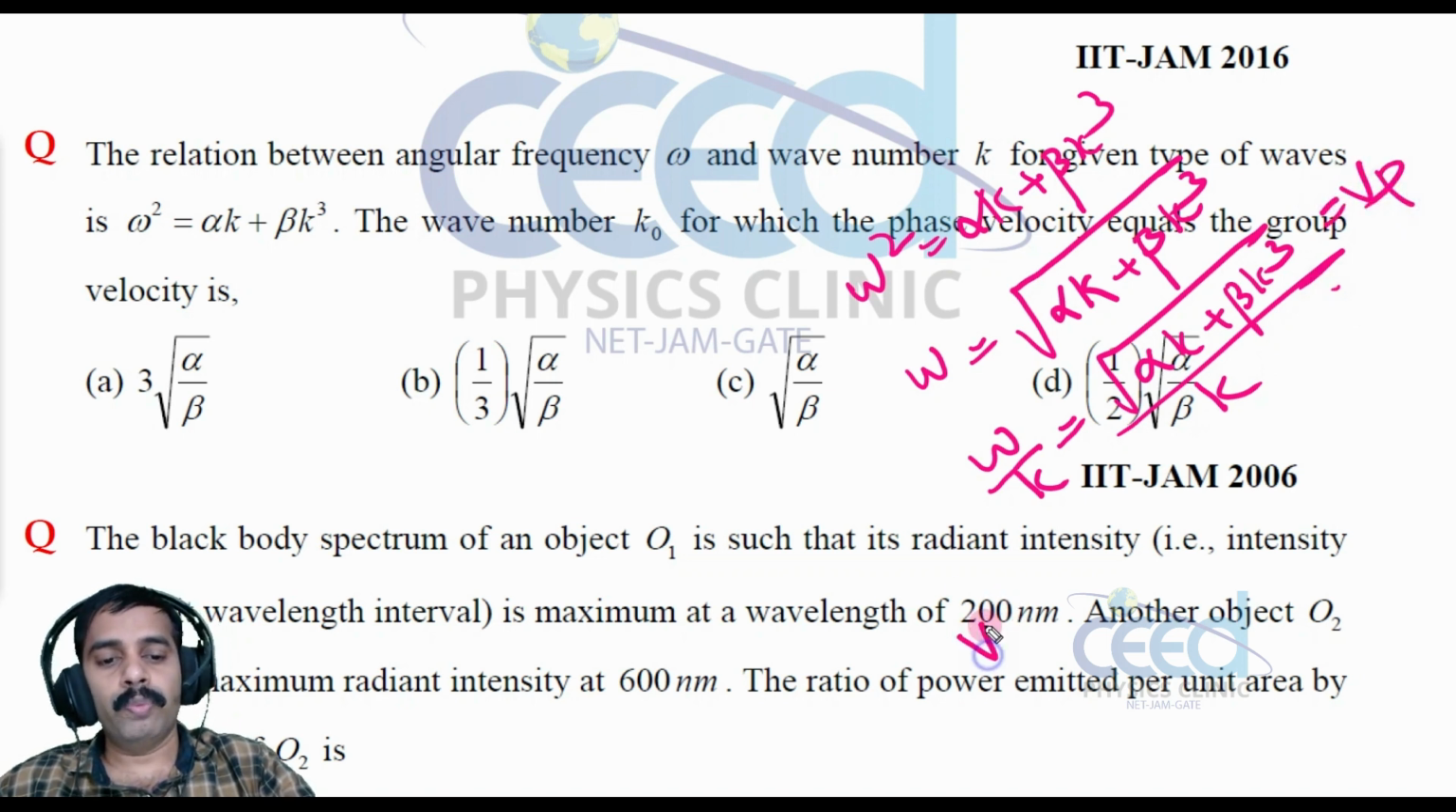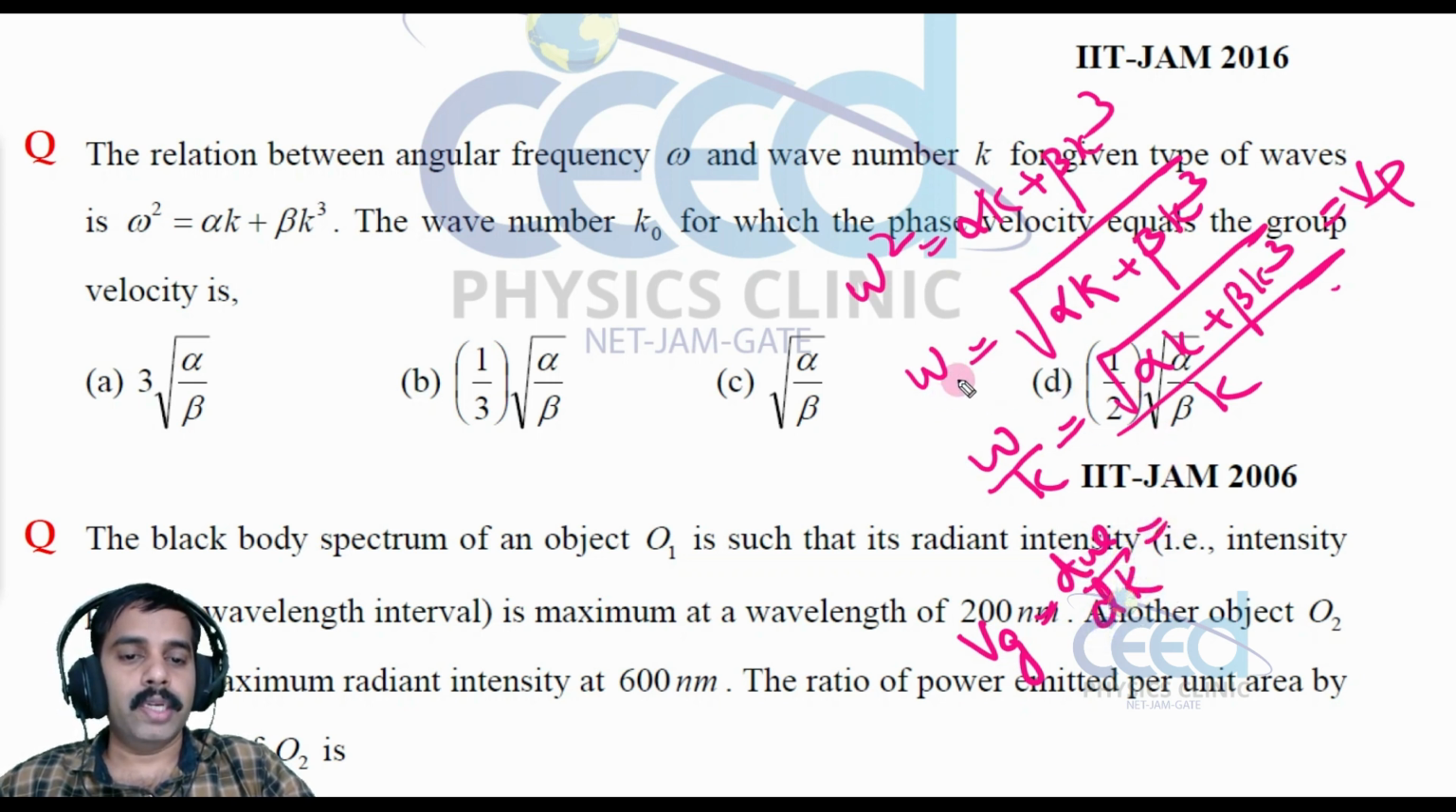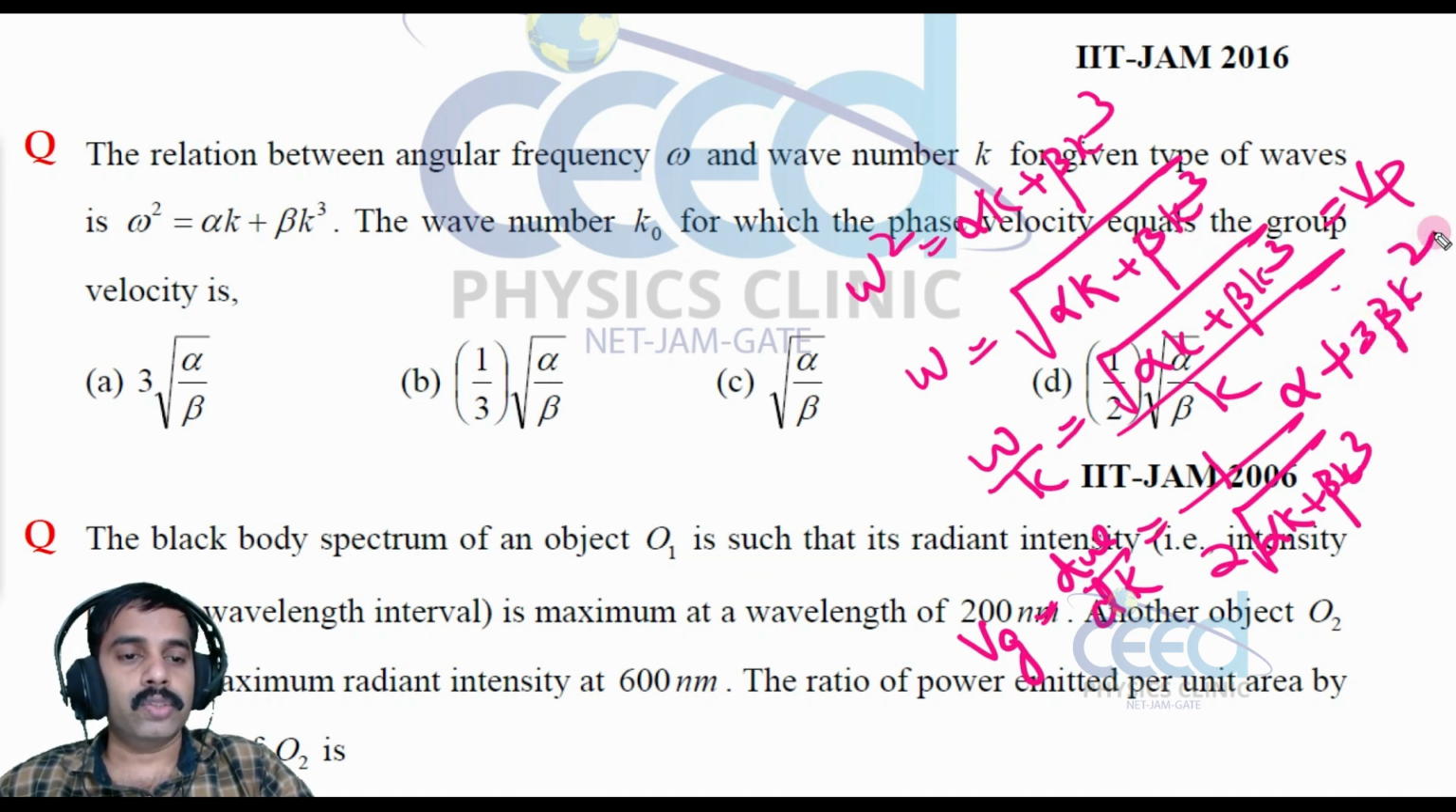And what is group velocity? That is d omega by dk. We have already studied this in theory, right? d omega by dk, that is 1 by 2 root of alpha k plus beta k cube, into, I have to differentiate this with respect to k, that is alpha plus 3 beta into k square. All right. Now this Vp is equal to Vg condition.